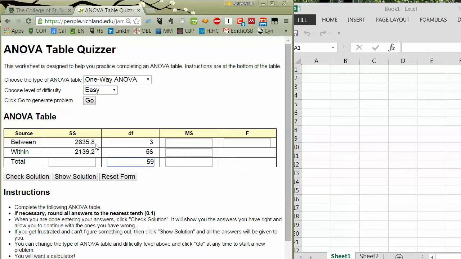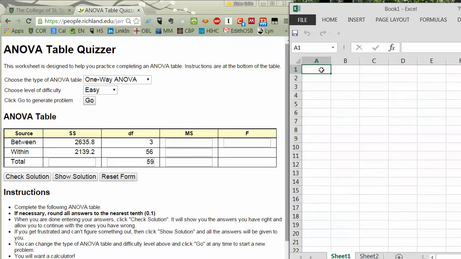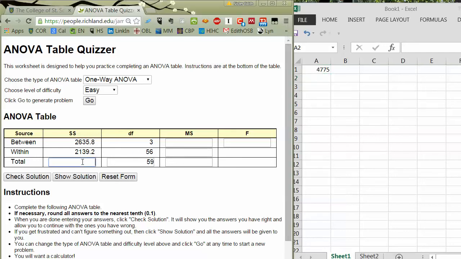But I think I'm going to use my Excel spreadsheet just to make sure that I get it right. So I'm going to put in an equals, and then my first number, 2635.8, plus my second number, 2139.2, and when I hit enter it's going to give me the total, which is 4775, and that makes sense that it comes out even when I see that 0.8 and 0.2. So I've got the two easiest parts, the ones where things add up.